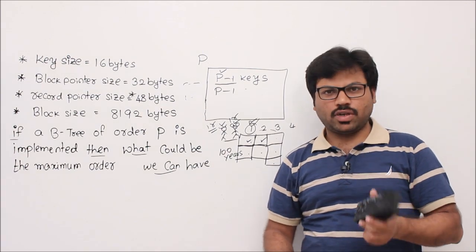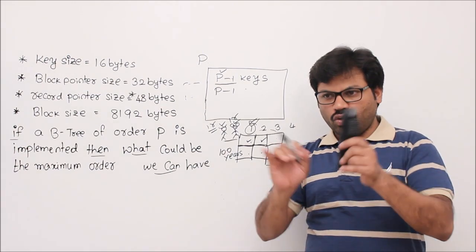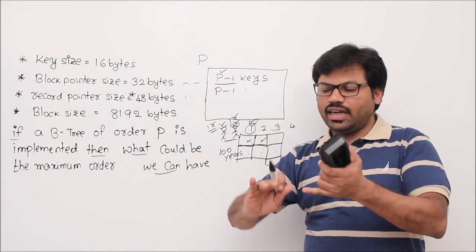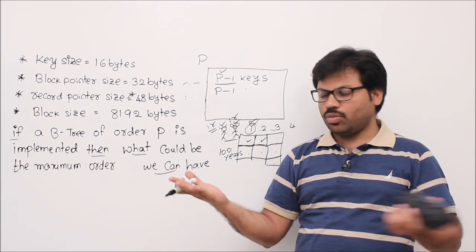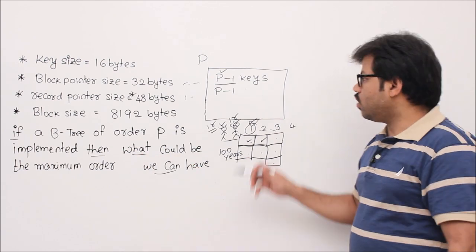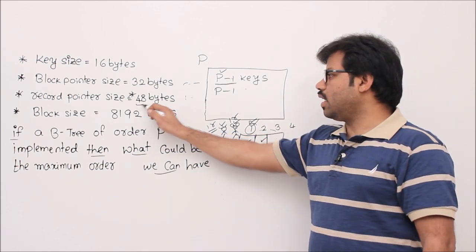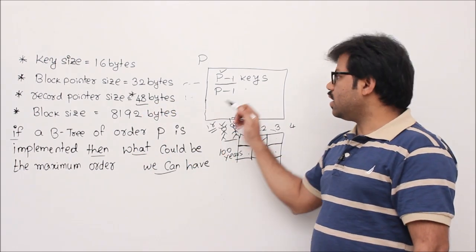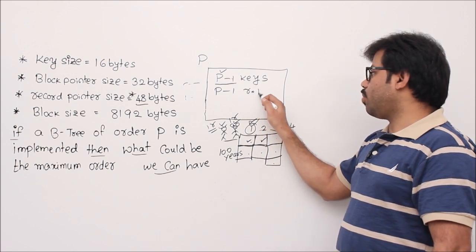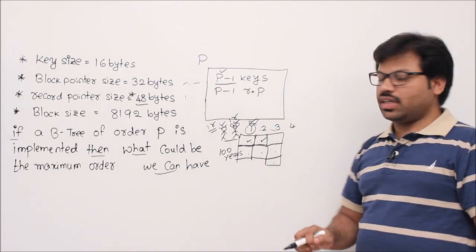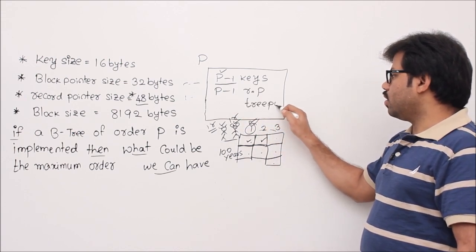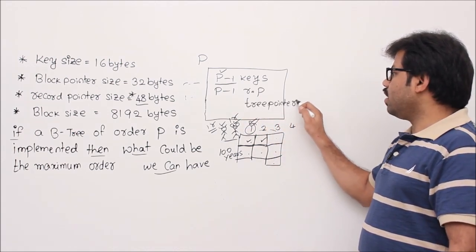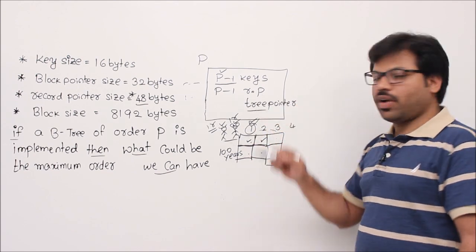That is an alternative implementation. There are 2 implementations possible. In every node, you keep the key and its record pointer, otherwise its block pointer. That is also possible. Many times we have seen it, correct? At this moment, you assume that we are directly maintaining the record pointer of that key. Along with that, what do we maintain? Tree pointers, correct? So how many tree pointers do we maintain? P tree pointers.